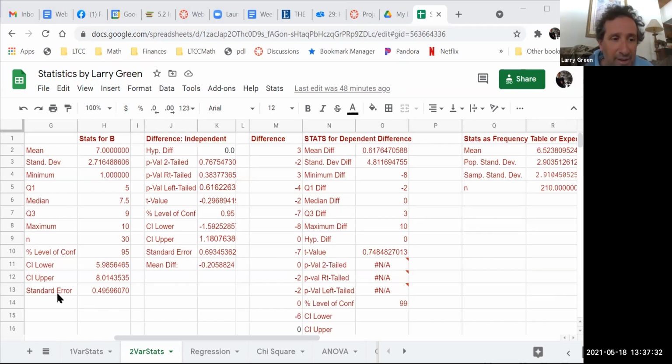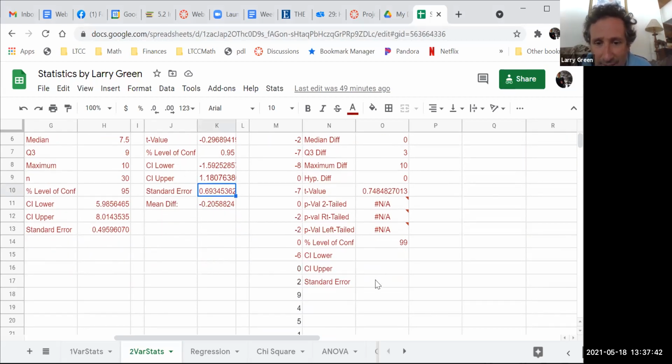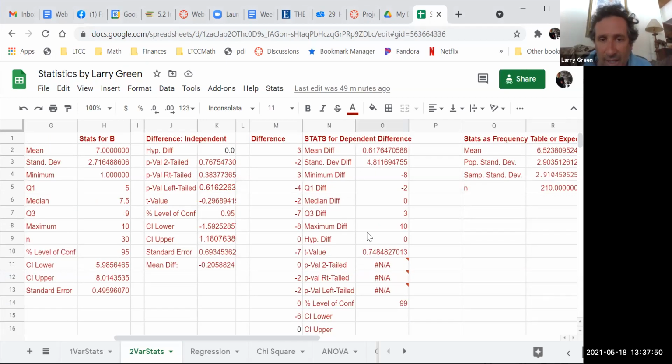You get your standard error. Remember standard error? It's either going to be this standard error for the mean independent, or it's going to be this standard error here, which for this particular data doesn't work, but it will for yours if you're going to be using dependent difference. And you get your standard error, and then you're going to have to interpret that too. Standard error to project 2 is the same as standard deviation to project 1. It is the main statistic that you have to analyze. Any questions so far?